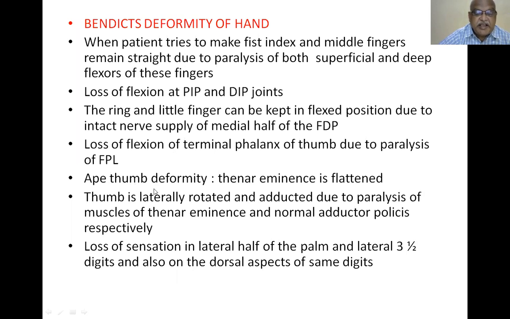Median nerve supply. Ape thumb deformity: the thenar eminence is flattened. The thumb is laterally rotated and adducted due to paralysis of the thenar muscles and the unopposed adductor pollicis respectively. There is loss of sensation in the lateral half of the palm and lateral 3.5 digits, and also on the dorsal aspect of the same digits. The median nerve supplies the lateral 3.5.